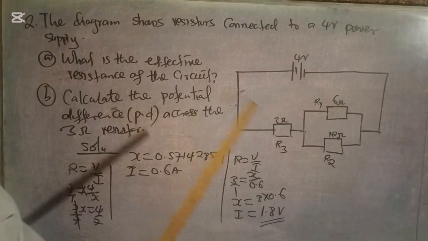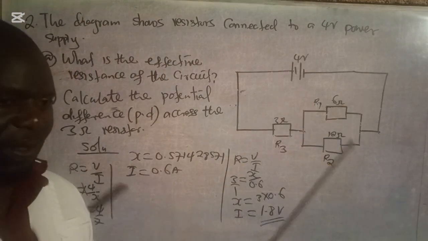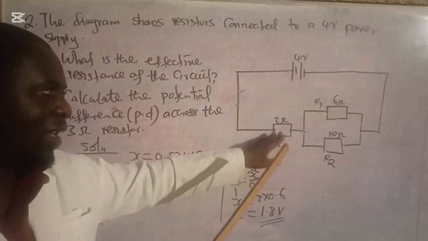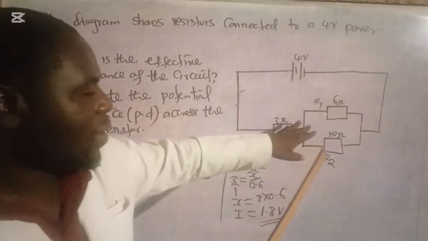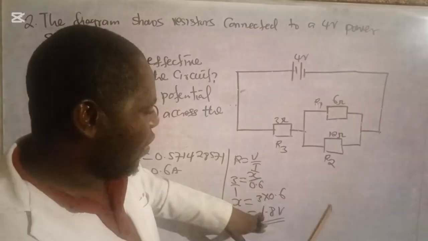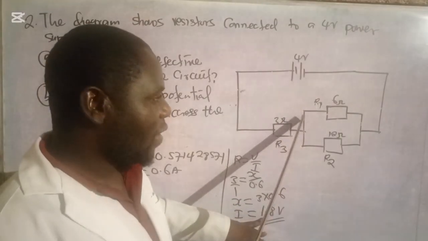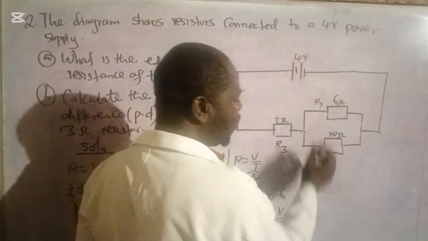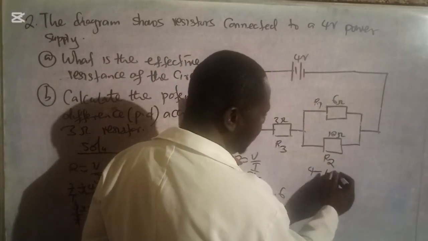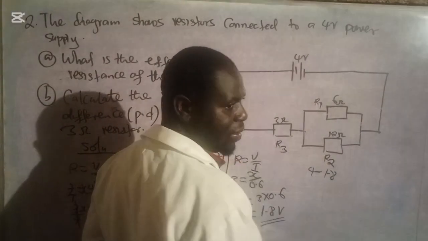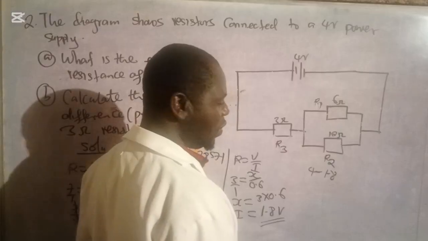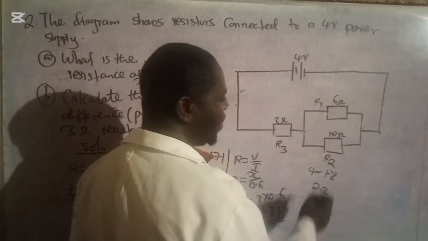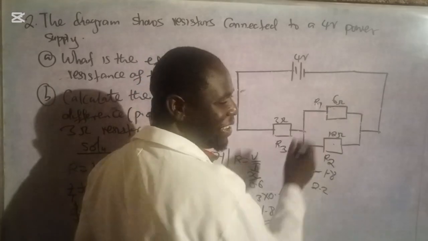So be careful here when you are going to find the voltage. Since the current in series is the same, we use this formula. If you want to find the voltage for the other component, we subtract from the source. So it is 4 minus 1.8. What will be the answer? It will be 2.2 volts.